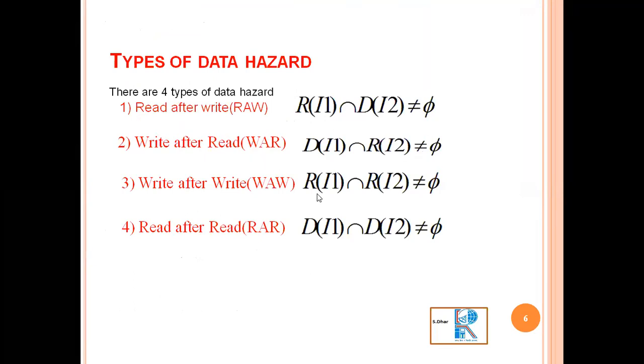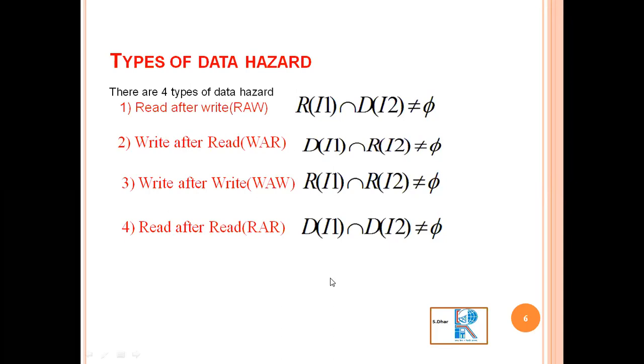Similarly, if range of I1 and range of I2 intersection has a common value, that is not an empty set, again one hazard will occur, that is the write after write hazard. And similarly, domain of I1 and domain of I2 not equal to null, another hazard will occur, that is called read after read.